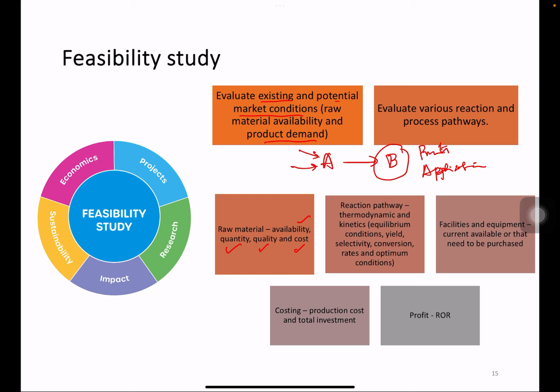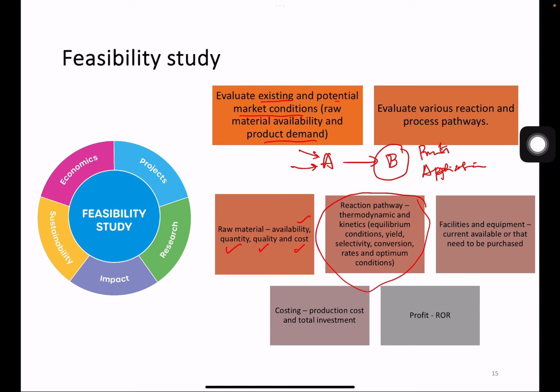Next, evaluate the various reactions and process pathways. How do you do it? Using your chemistry and thermodynamics. What are the equilibrium conditions? What are the reaction pathways? What is the yield of your product? What's the selectivity? How much conversion can you achieve? What are the optimum process conditions and so on, right?